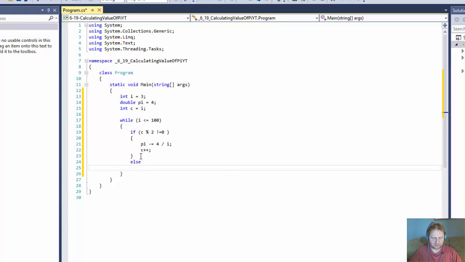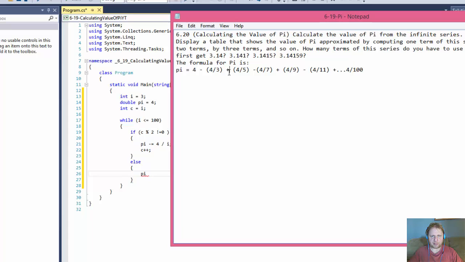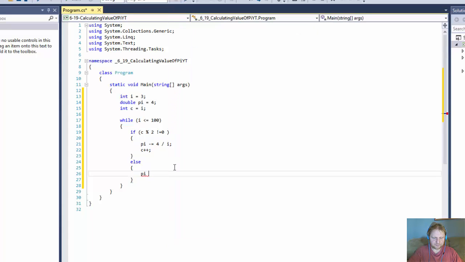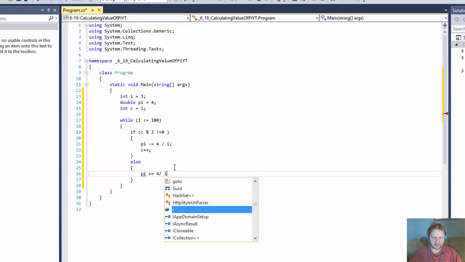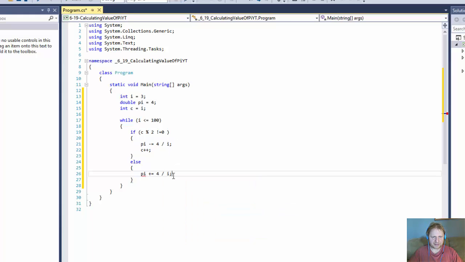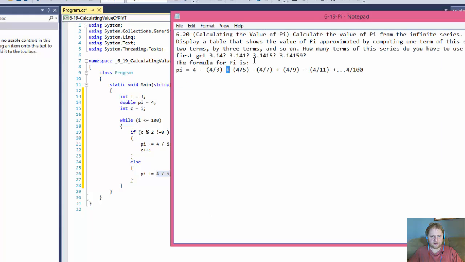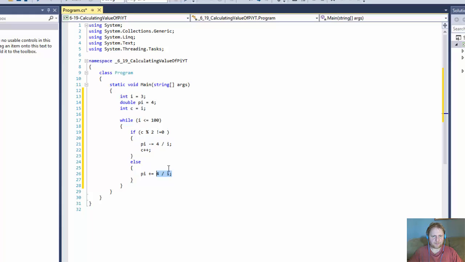And now we will do the same for the even number, so else. Our pi, this time we'll be adding plus, so plus equals 4 divided by I. This is the fraction, 4, 4 thirds, 4 fifths, 4 sevenths, 4 ninths, and so forth.